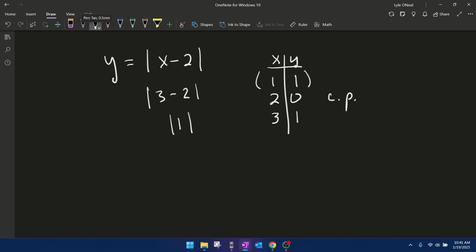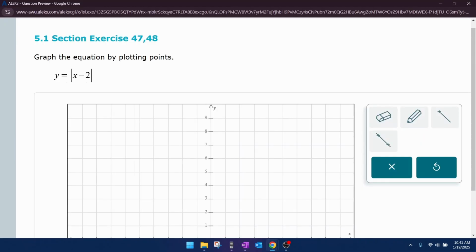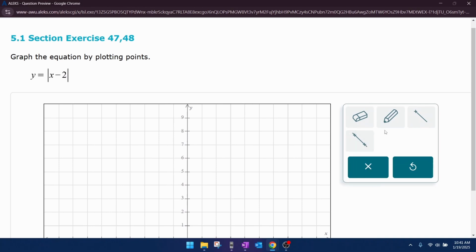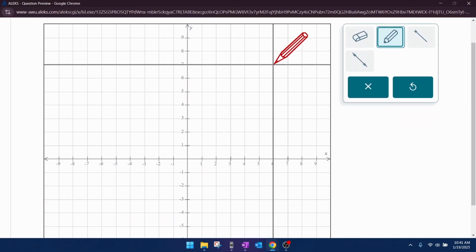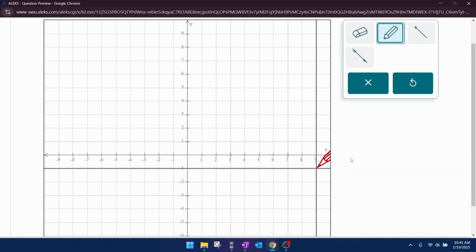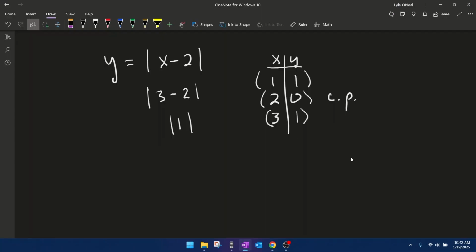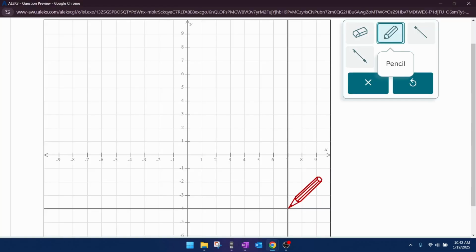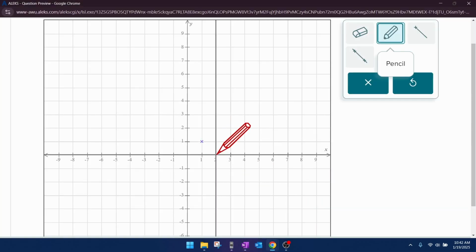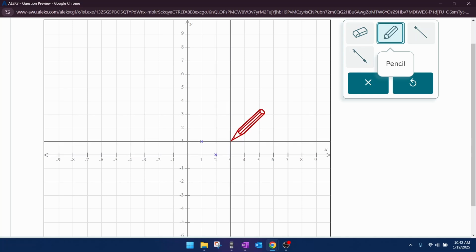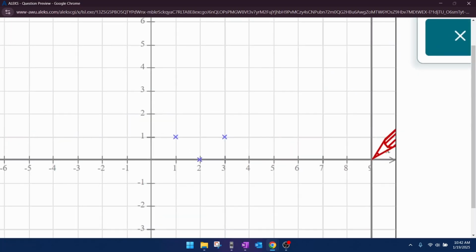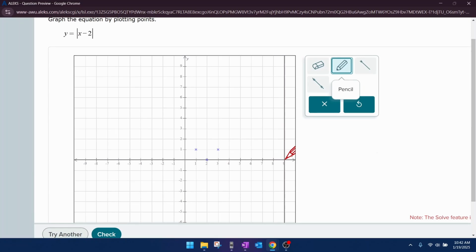Now, all we need to do to get this graph is to go plot these 3 points. Let's go to ALEKS. Now, to graph in ALEKS, we're going to grab our pencil and we're going to plot the points that we just got. What were they? 1, 1, 2, 0, 3, 1. Can you see that those points are going to make a V?